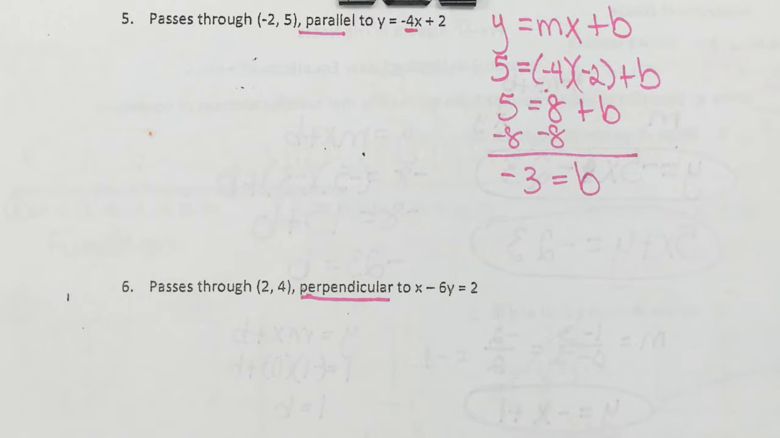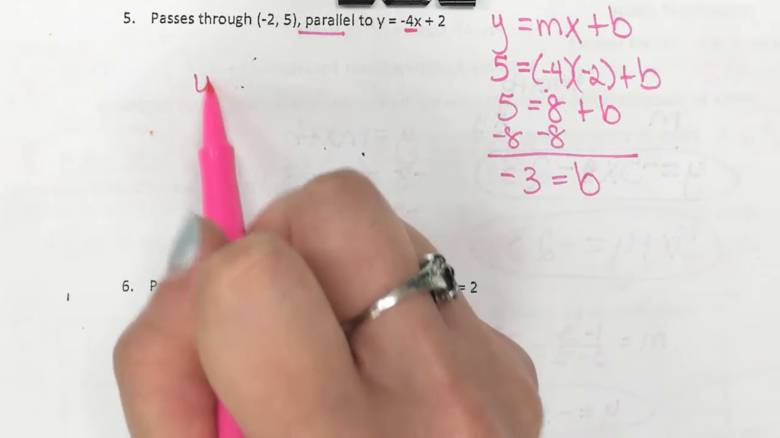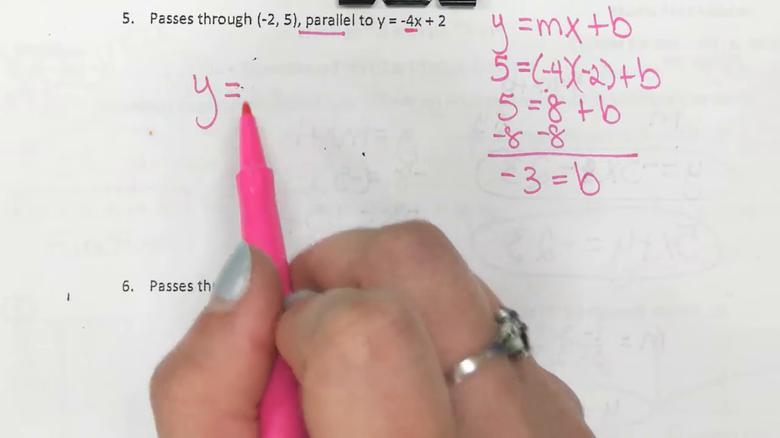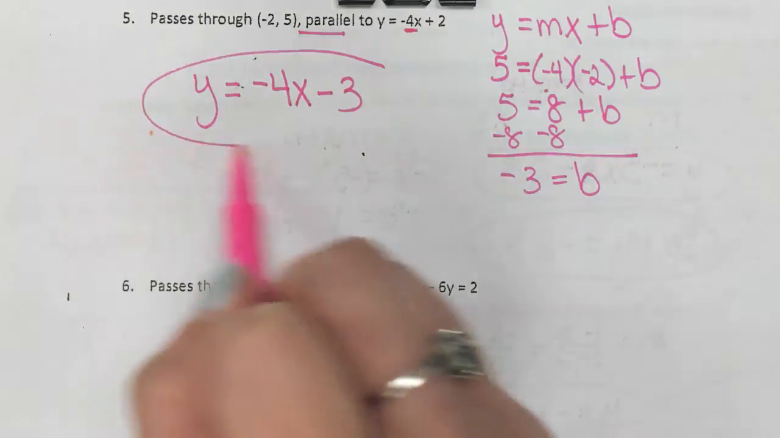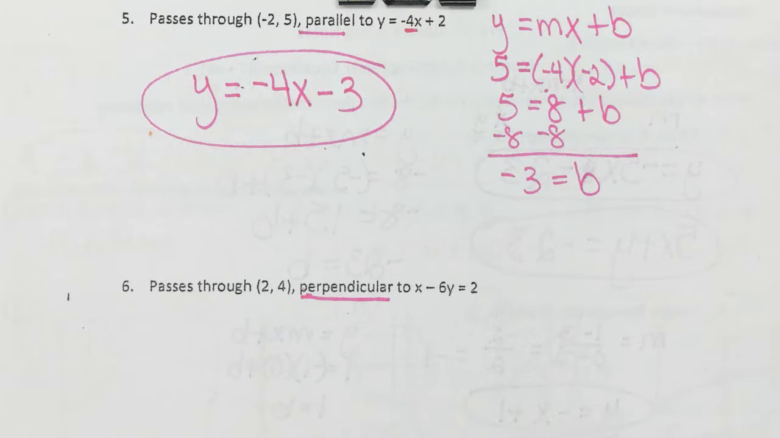Y'all okay? Alright, so let's plug it in. Here we go. So y equals -4 is the parallel slope minus 3. There you go. Y'all okay? So what's up with the +2? The plus.